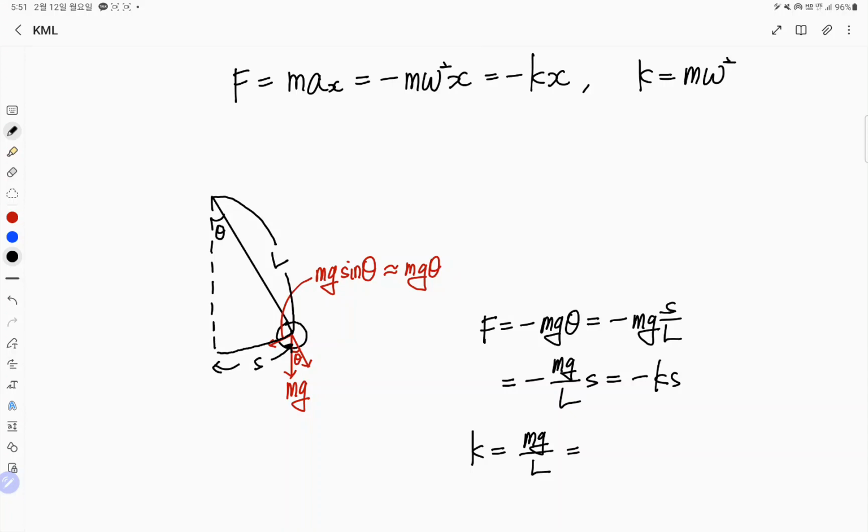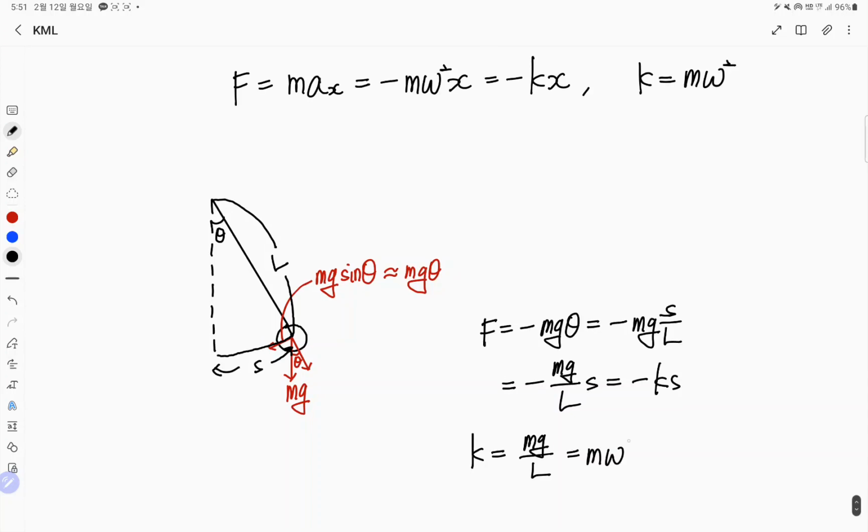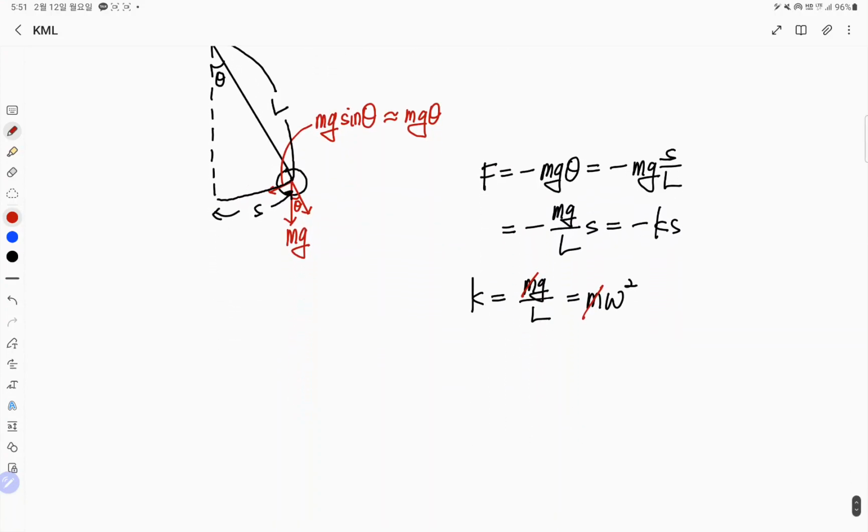And we can use the previous expression for the constant of proportionality in simple harmonic motion. So mass cancels. So the rotational speed omega is the square root of gravitational acceleration divided by the length of the pendulum.